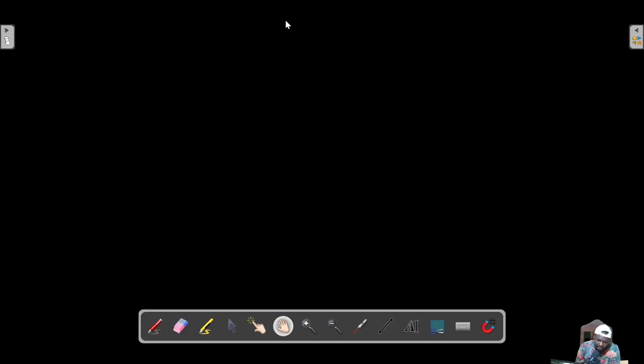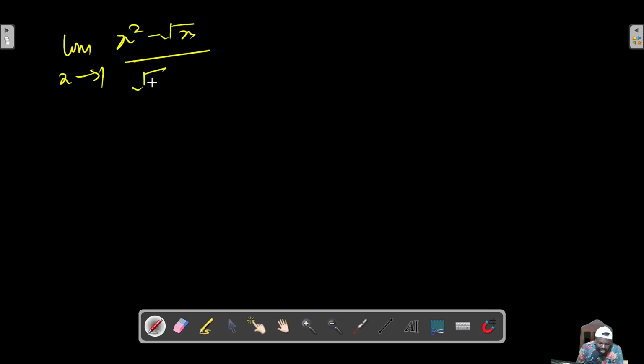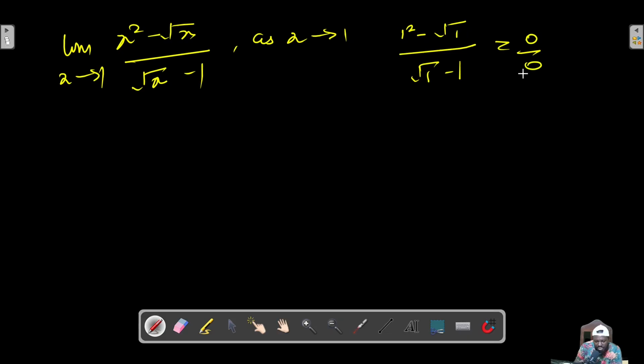Now let's solve one beautiful question. Say you have the limit as x approaches 1 of the expression (x squared minus root of x) divided by (root of x minus 1). For here, you do your direct substitution to check if it's indeterminate. So we have 1 squared minus root of 1, divided by root of 1 minus 1. We end up with 0 over 0.